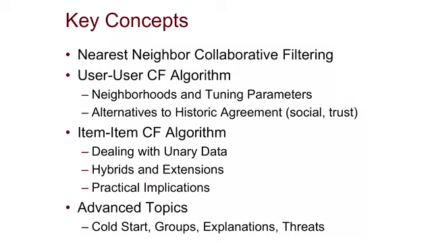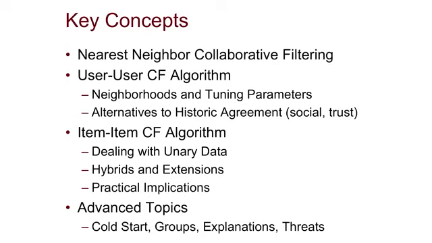And we'll be talking about the practical implications of item-item collaborative filtering, including how this algorithm really got its start in commercial use. Finally, we'll pull together a bunch of advanced topics, including the challenges of getting started with a recommender system when you don't have much data yet, recommending for groups, explaining recommendations, and threats and attacks when people might try to undermine a recommender system.